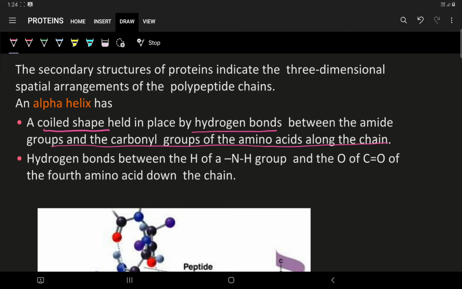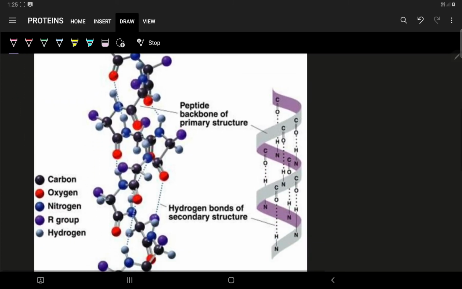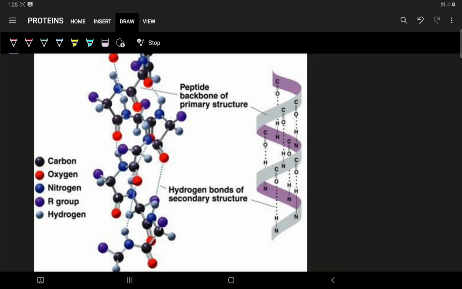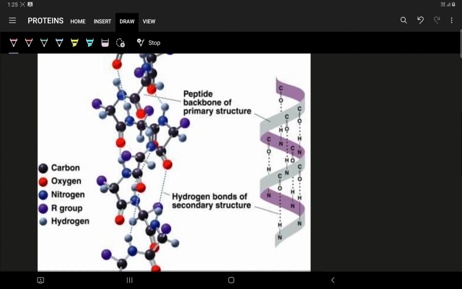It's an intramolecular interaction. The hydrogen bonds form between the hydrogen of the amine group and the oxygen of the carboxyl group of the fourth amino acid down the chain. So this is how an alpha helix is formed. See here, this is an example of how an alpha helix forms. This is the dot structure of an amino acid chain, whereas here you can see the hydrogen bondings, how they are linked between the oxygen and hydrogen.